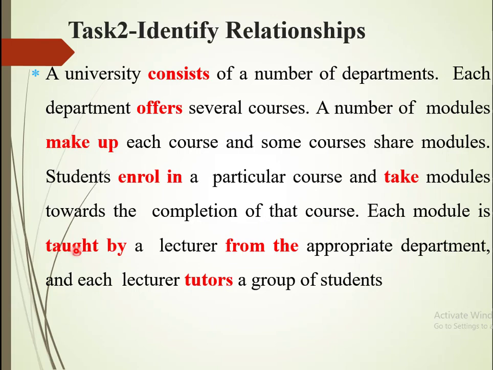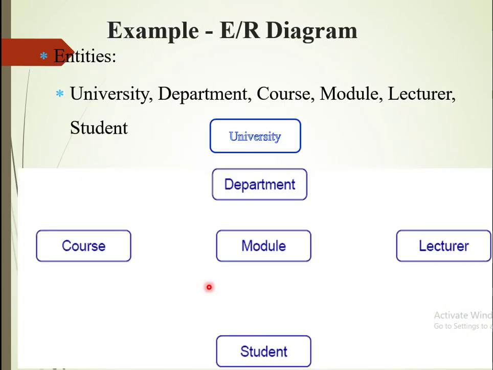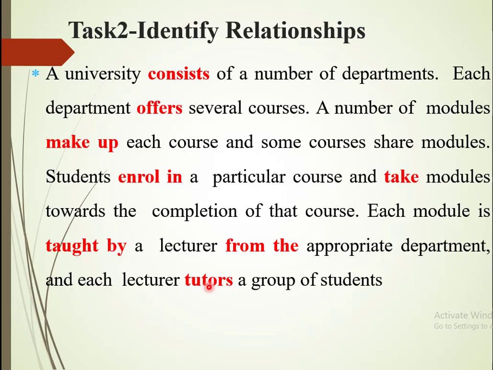Each module is taught. So module is an entity, lecturer is an entity, taught by is a relationship. And whoever teaches comes from a particular department. And then each lecturer tutors. Tutors is a relationship that links the lecturer and the student. Having identified your entities and your relationships, from our case study we didn't have the attributes listed. But if we had, we could have gone ahead and equally listed them. In our case, we only had the entities and the relationships.